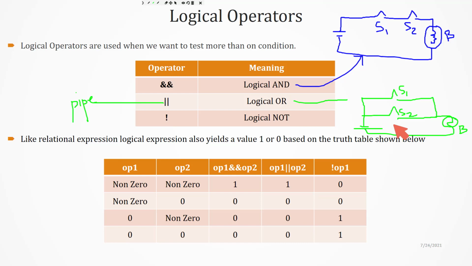So whenever you think about logical AND and logical OR, these two circuits must come to your mind. Then it will be very easy to understand. Logical NOT we will discuss later. Like relational expression, logical expression also yields a value 1 or 0 based on the truth table shown below. So this is called the truth table.